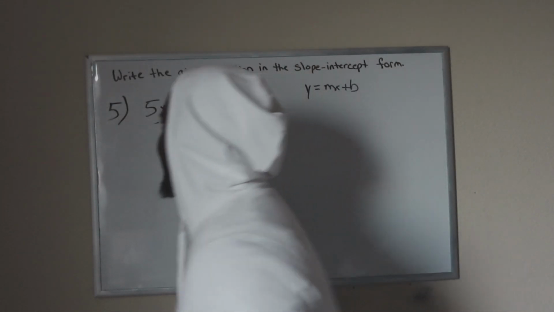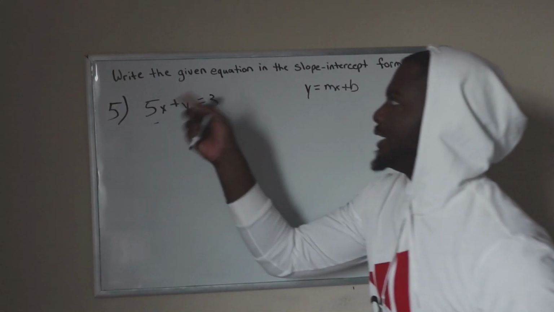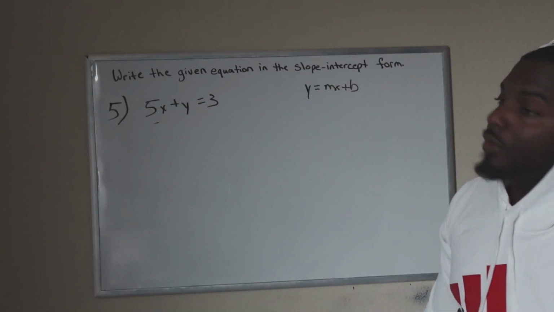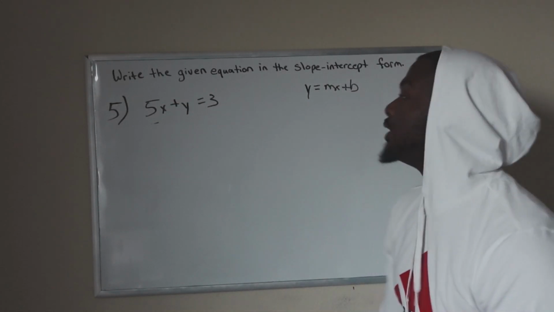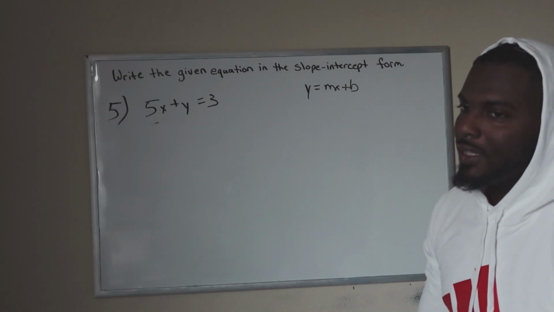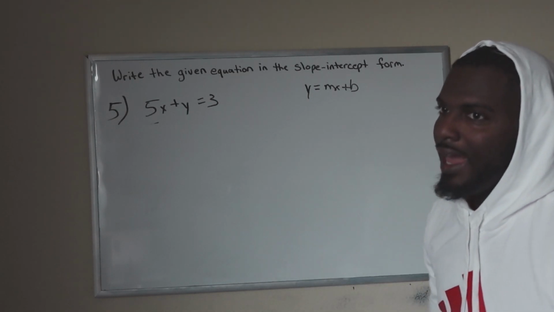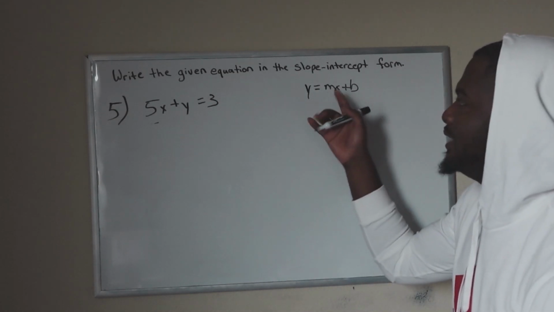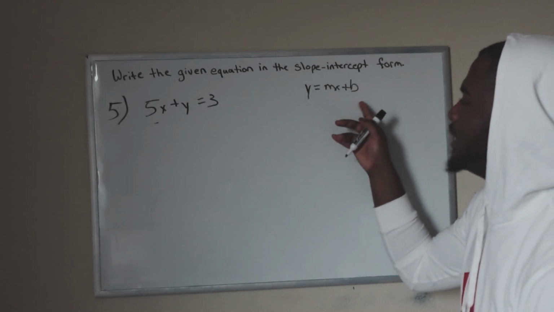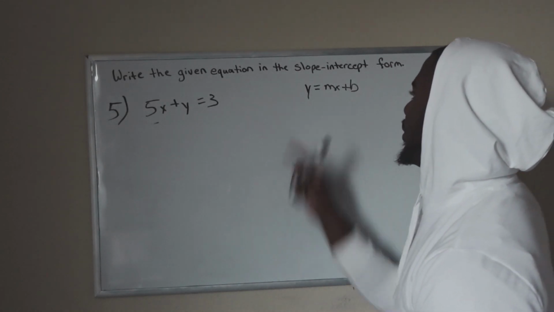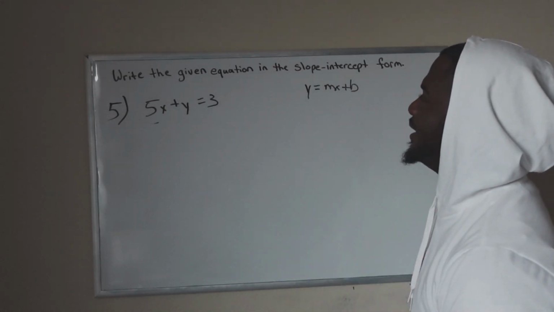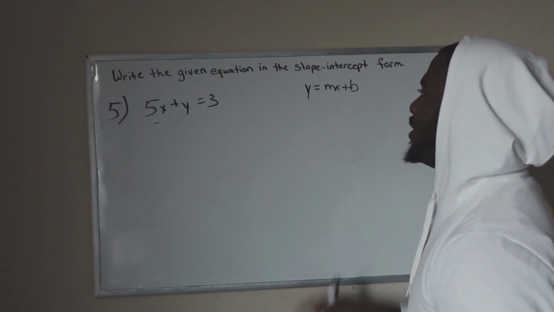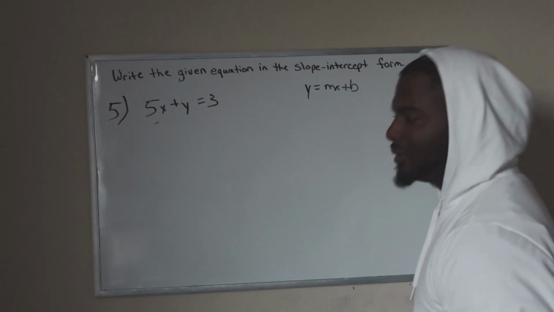But see, you're having trouble with this. It says write the given equation in the slope-intercept form. Slope-intercept form is basically any straight line has this form: y equals mx plus b, where y is your y value, x is your x value, m is your slope, and b is your y-intercept.